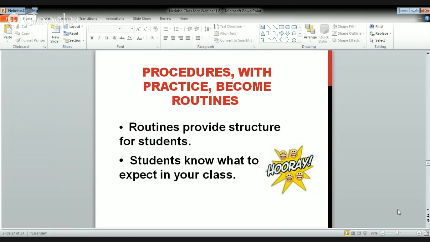So teaching and reteaching rules, consequences, procedures, which become routines, can become very time-consuming at the beginning of the year. But all the time and effort will pay off when students know the routine of your class and the expectations for behavior. Let's go to the next slide.